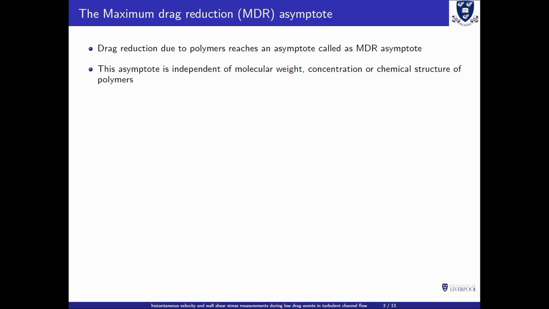Next comes the concept of the maximum drag reduction asymptote. We might know that if we add polymer in turbulent flow, it leads to reduction in skin friction, but there is an upper limit to this reduction, which is given by the maximum drag reduction asymptote. This asymptote is independent of molecular weight, concentration, or chemical structure of the polymers.